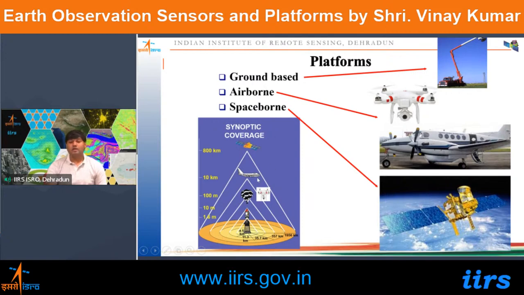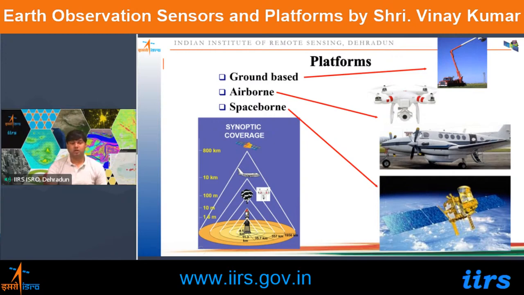Now, what is the benefit of different types of platforms? You can see here that when you increase the height of the platform, the synoptic coverage increases. Whenever we use an 800-kilometer altitude platform, it covers a larger area. With a 10-kilometer aircraft, you cover a smaller area. With a hot air balloon or a drone, you can capture an even smaller area. But height is one of the important factors for providing good resolution data.